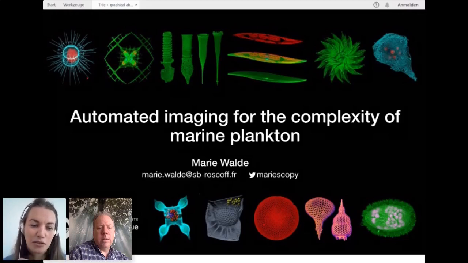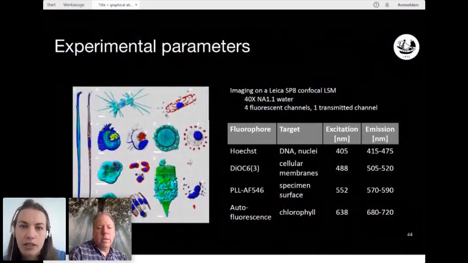So that's what I was going to ask. What sort of staining do you use to look at these? I can actually show you exactly the protocol, I think. So here, do you still see my screen? Yeah. So this is the staining.